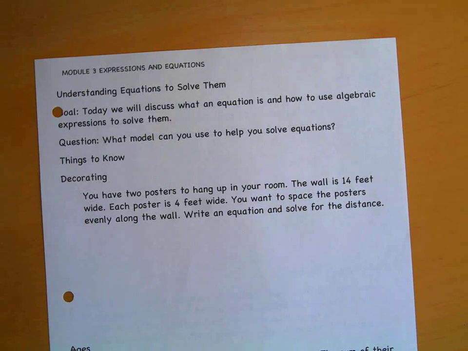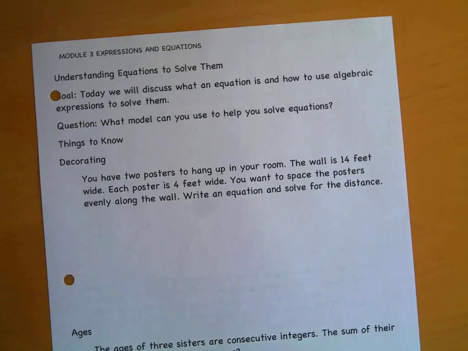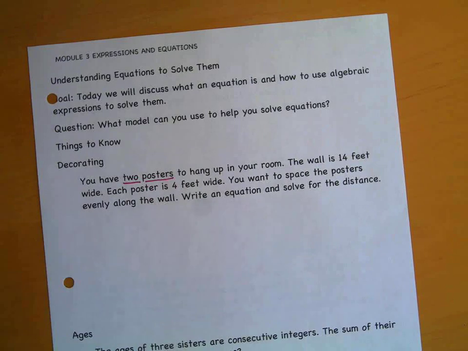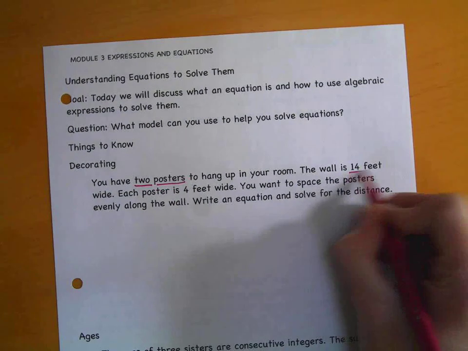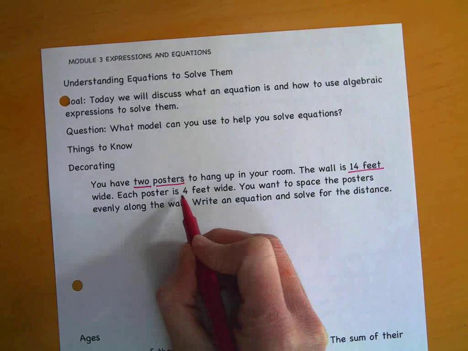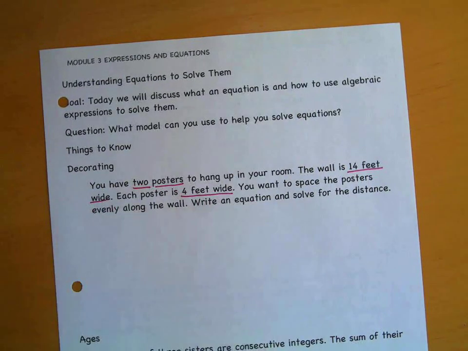Okay, so basically, we read the story, we understand it, now let's read it again to look for quantities. You have two posters to hang in your room. The wall is 14 feet wide and each poster is 4 feet wide. You want to space the posters evenly along the wall, write an equation, and solve for the distance. Okay, so we now have the quantities. We know what the question is about, and now we are going to actually try to do it.